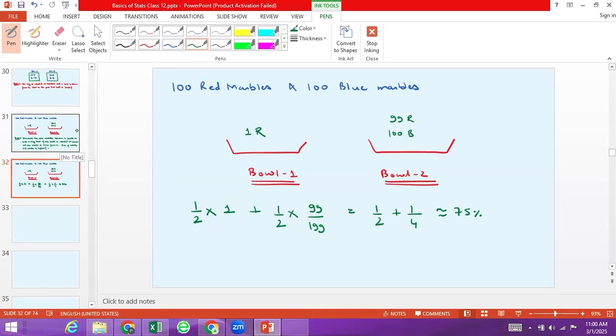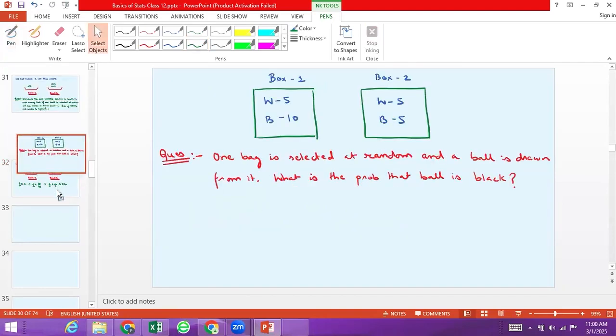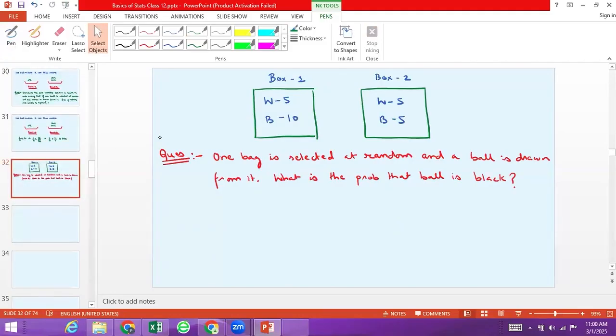Now, using the same thing, go back to this question and think how we can solve it. What will be the answer to this? I applied the same logic here. If I consider selecting bowl one, it will be 1 by 2, and bowl two would be 1 by 2 again. If I draw a black ball from bowl one, it would be 10 by 15, which is 2 by 3, and in the second bowl it will be 5 by 10, which will be 1 by 2. So the answer that I'm getting is around 58.33%.